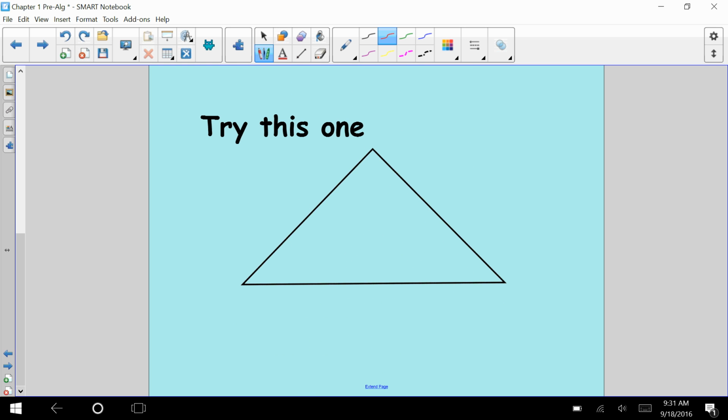Now this triangle is a little less straightforward. In this case, our right angle is up here, which means these two are the legs, and the hypotenuse is down here at the bottom.